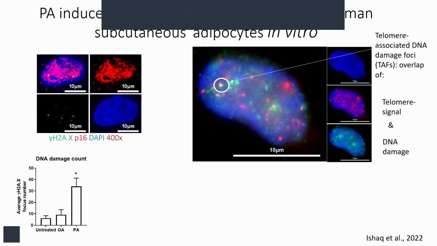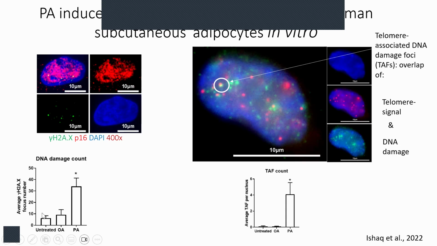DNA damage. And we also looked here for telomere-associated DNA foci, where we have the DNA damage in green and the telomere signal in red, and we look for those which overlap and show yellow signals. It is known that telomeres are very sensitive against oxidative damage and also to senescence induced by PA.